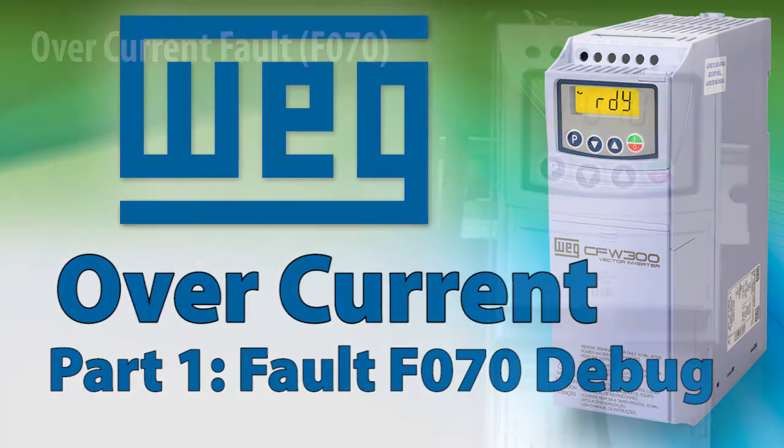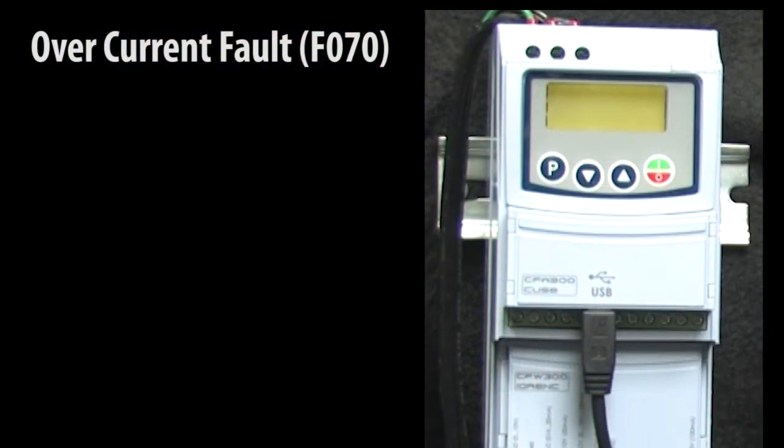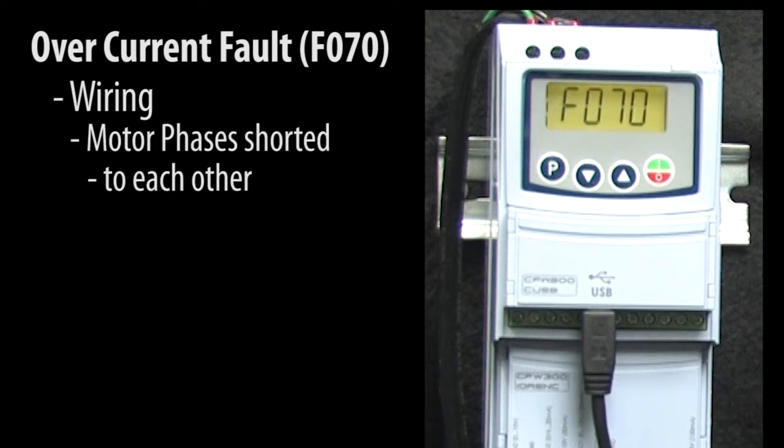There's a couple things that can cause an overcurrent fault. The most common cause is wiring. Either two or more motor phases are shorted together, or a motor phase is shorted to ground.